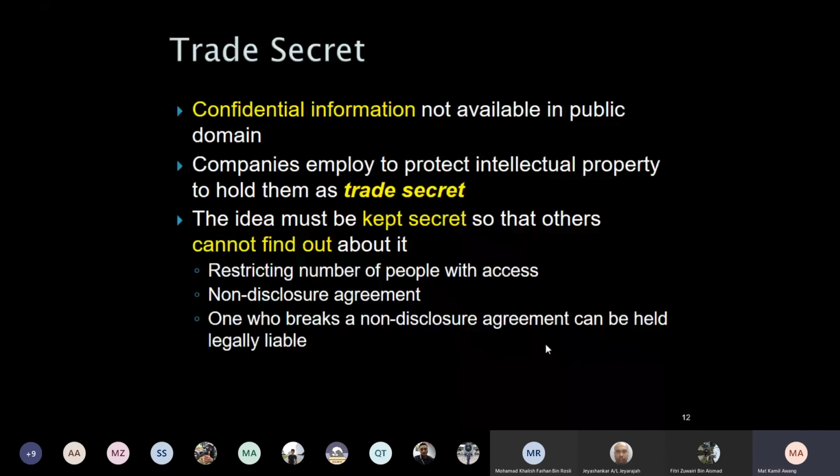And one who breaks a non-disclosure agreement can be held legally liable, and you can sue the person if they break the agreement. So that is how you protect the trade secret. And more of this, of trade secret than the patent.